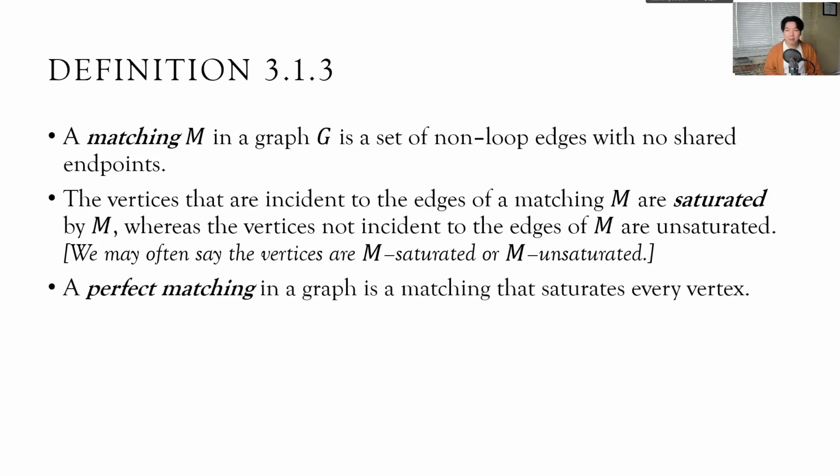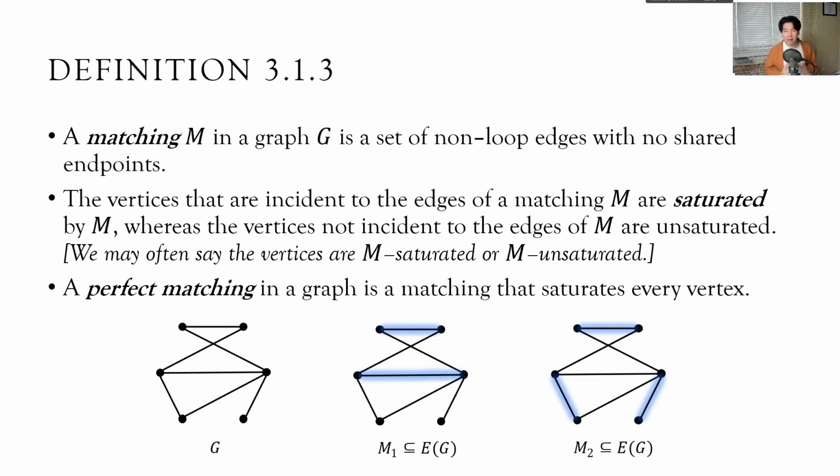And then I have a perfect matching. A perfect matching is a matching that saturates every vertex. I've been bringing up these definitions, and it's a little bit abstract or maybe a little hard to interpret initially, but let's look at this example. Once again, I have 3 pictures. Here on the far left, I drew some random graph.